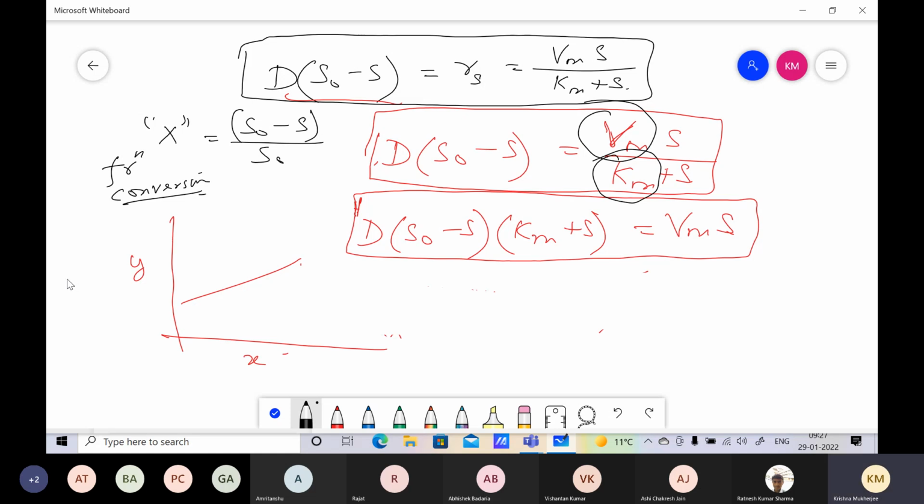Are you getting this argument? Yes, sir. But after plotting we can get d, like if we can get intercept and slope, then we can determine x and y. So that will be Vm and Km.